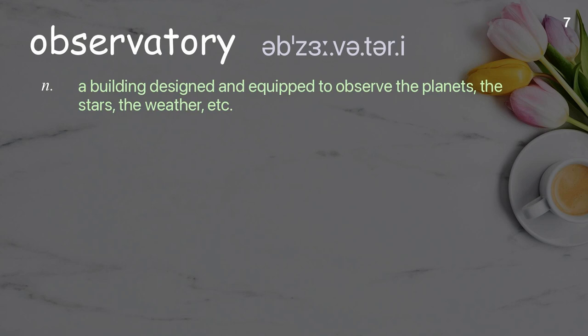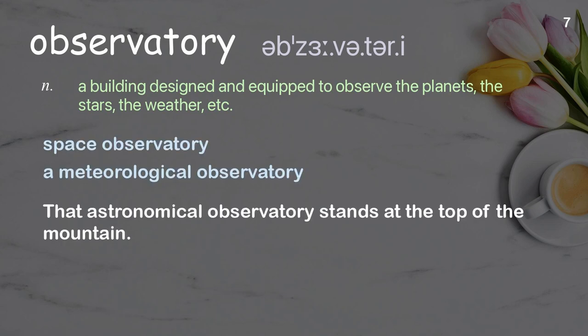Observatory. A building designed and equipped to observe the planets, the stars, the weather, etc. Examples. Space observatory. A meteorological observatory. That astronomical observatory stands at the top of the mountain.